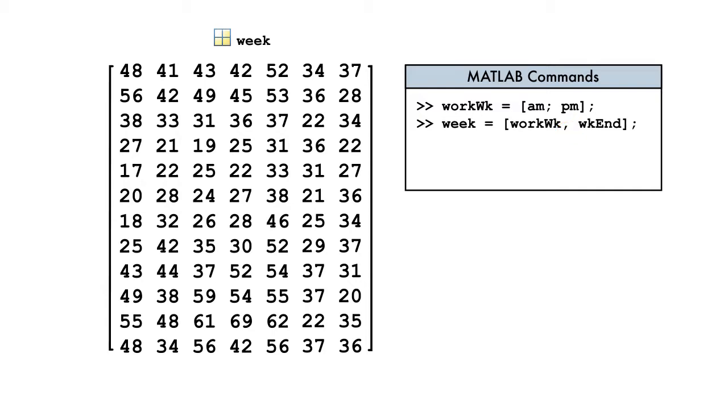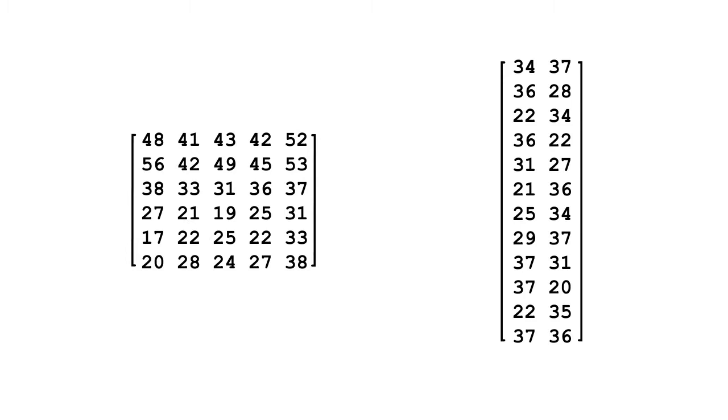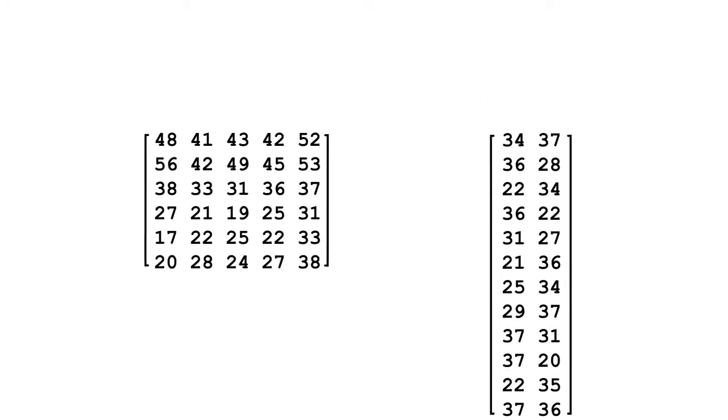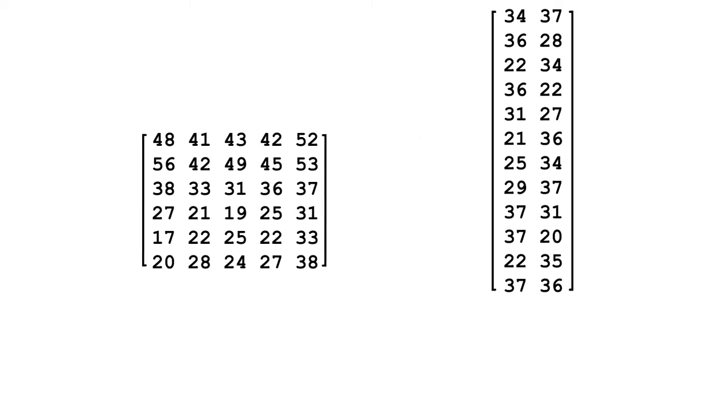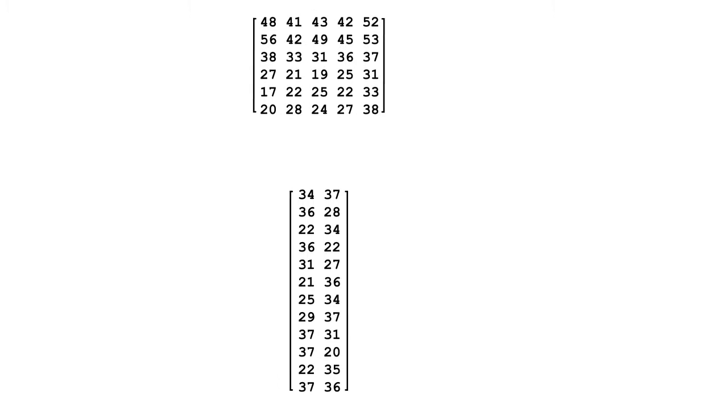What if we wanted to combine our morning weekday readings with our weekend readings? Can you spot the problem? Because the matrices don't have the same number of rows, we can't combine them horizontally. And because the matrices don't have the same number of columns, we can't combine them vertically. There's no rectangular matrix that results from these operations, and we get an error.